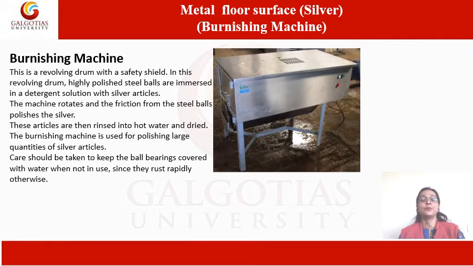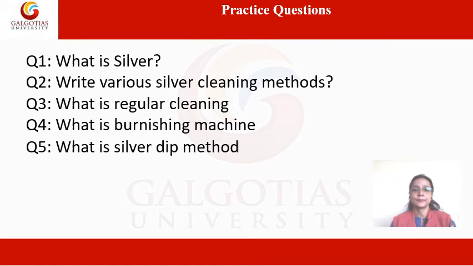So we are now through with these three kinds of methods. Let's see what is next under this topic, cleaning of silver. We have a few practice questions. These are all possible questions that can come once you complete this topic, like what is silver and what are the various silver cleaning methods. There are three different silver cleaning methods: one is the regular method, the second is the silver dip method, and the third is the burnishing method.